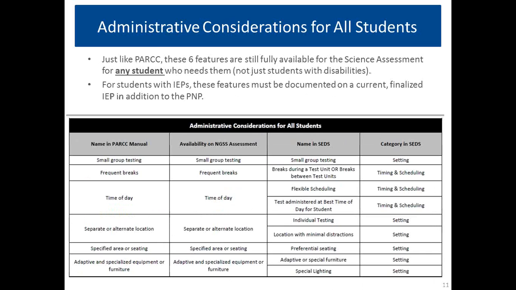Here is the portion of the crosswalk that focuses on those 6 administrative considerations for all students. Historically, in other school years, these have only been available to special populations. But this year, as you know from PARCC, these features are available to any student who needs them, and that decision is made on a case-by-case basis at the school level by people that know the student. And as you can see here, all of these show up in SEDS to be marked on a finalized current IEP.